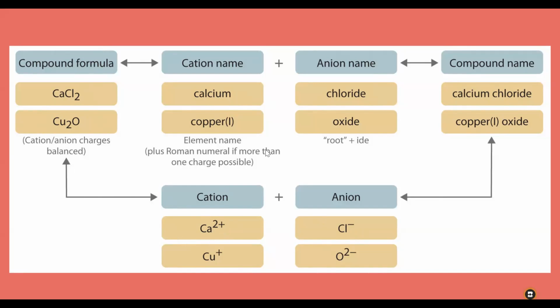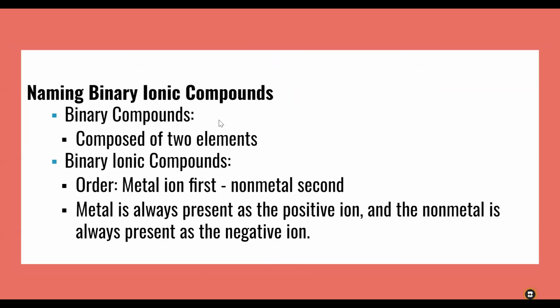Because if you have a transition metal, you have to have the charge in parentheses, okay? So this is copper(I) because there's a 1 plus charge. Then the anion name is oxide, copper(I) oxide, okay? So binary, when we say binary ionic compounds, it means composed of 2 elements. Binary ionic compound, in naming it, you name the metal ion first and then the non-metal second. That's it.